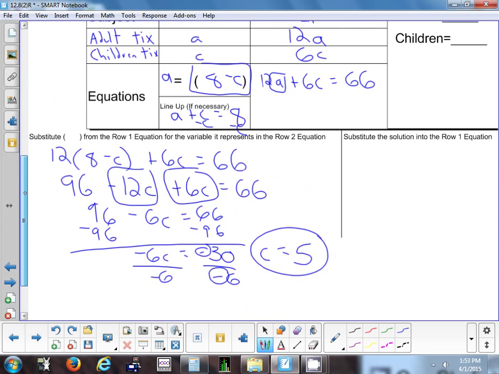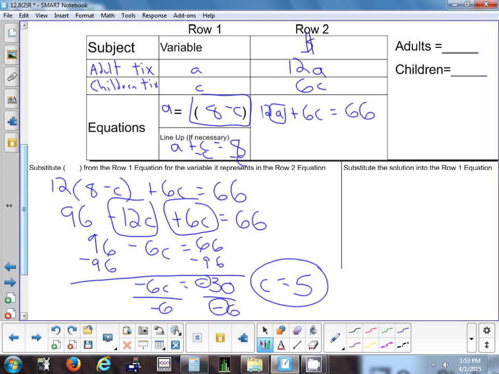All right, Tyler went through. He did distributive. Then he knew he had the two C's on the same side of the equal sign, so he combined like terms. Then he said, okay, I want to get that negative 6C by itself, because there's nothing else like it. There's just numbers. He subtracted 96. Then the last thing was this division. That's just solving an equation, like we've done this year.